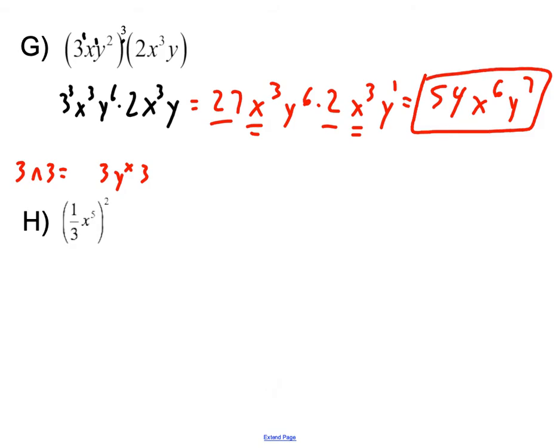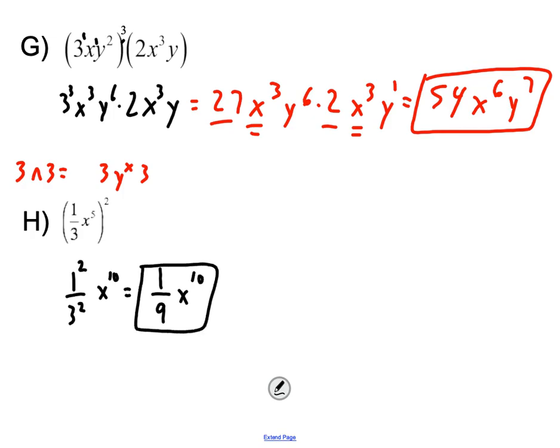All right, letter H. Everything in there is to the second power. So let's take everything in there to the second power. So 1 to the second power, 3 to the second power. X to the fifth to the second power is just x to the 10th. Well, 1 to the second there is 1. 3 to the second there is 9. So 1/9 x to the 10th.